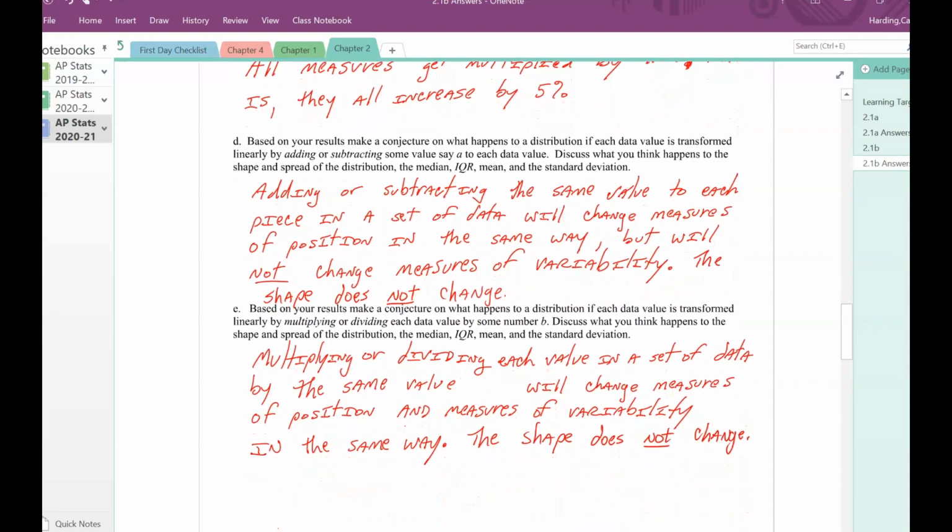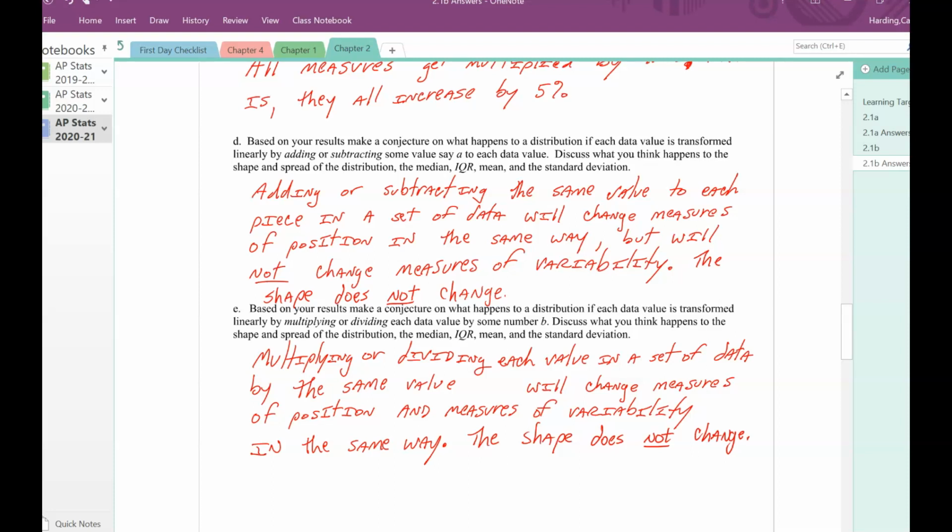So again, adding or subtracting the same value to each piece in a set of data will change measures of position by exactly the same amount, but will not change measures of variability or shape. When multiplying or dividing every data value in a distribution by a constant, it will change measures of position and measures of variability by that same amount, but the shape does not change.